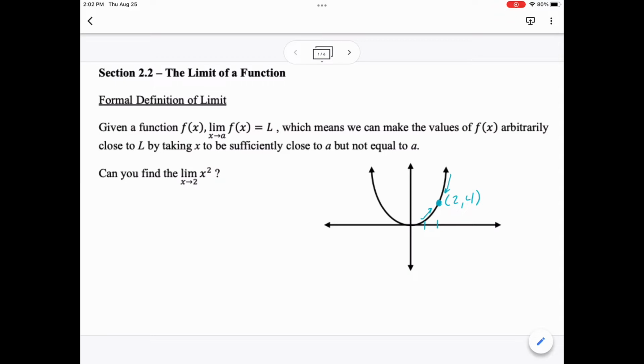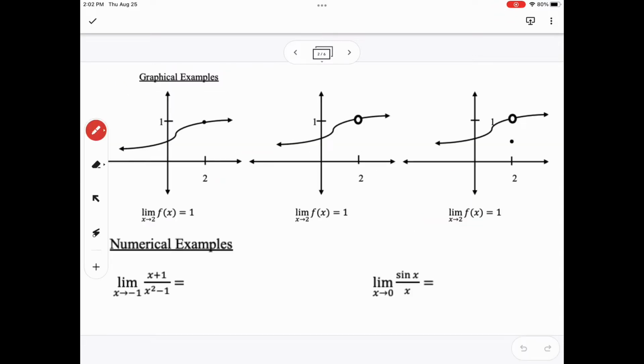Now let's take a moment and look at some different scenarios that could happen with this. So looking at the top, I have different graphical examples of basically the same problem, but with just different tweaks to them. So the first one, the graph is moving from left to right. It looks like we're approaching 2 for the function f of x. And notice that the y value at that spot is 1. So we get to say that the limit is 1.